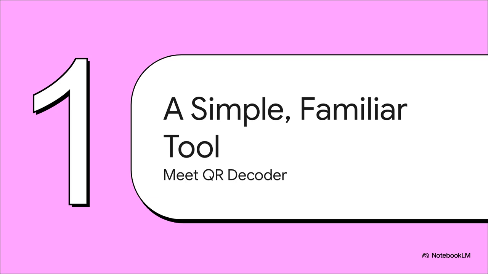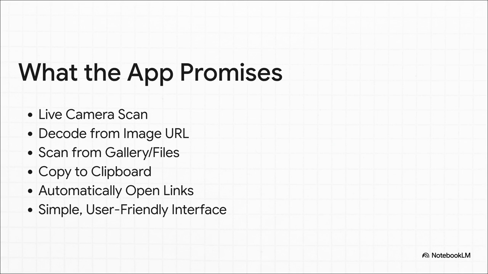So to figure this out, we're going to look at a real-world example. It's an app called QR Decoder, and you can find it right there on the Google Play Store. And on the surface, it's pretty much what you'd expect. So you go to the store page, and it promises everything you need, right? You can scan live with your camera, you can decode a QR code from a picture you saved, it'll copy the link for you, it'll even open it right up in your browser. The whole thing is designed to be super simple, super user-friendly, it does what it says on the tin.